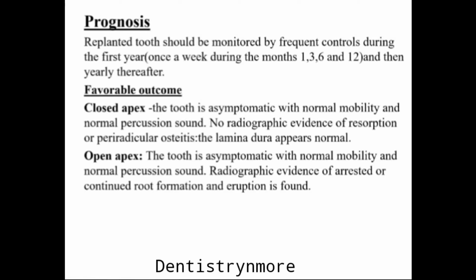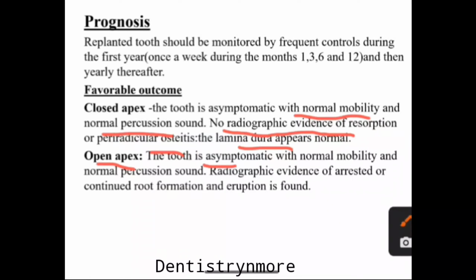The favorable outcomes include, in case of closed apex, the tooth is asymptomatic with normal mobility and normal percussion sound, and there is no radiograph evidence of resorption or periradicular osteitis, and the lamina dura will appear normal. So these are the symptoms. And in case of open apex, there will be normal mobility with normal percussion, and there is radiograph evidence of arrested or continued root formation, and the eruption is also found.